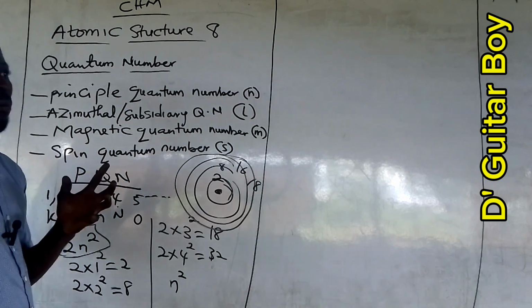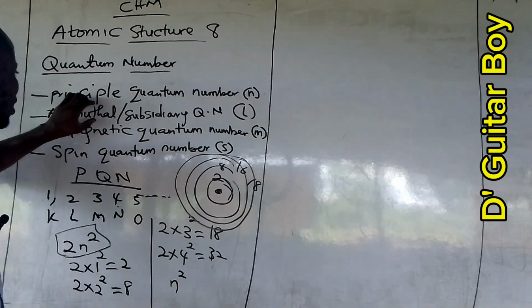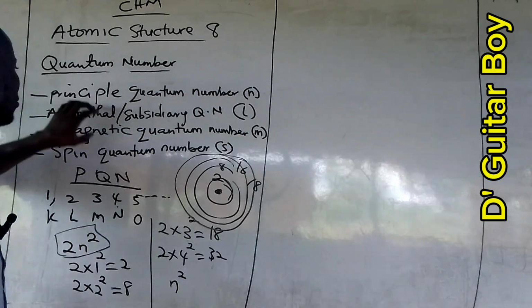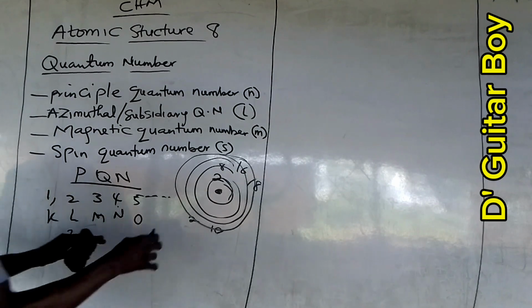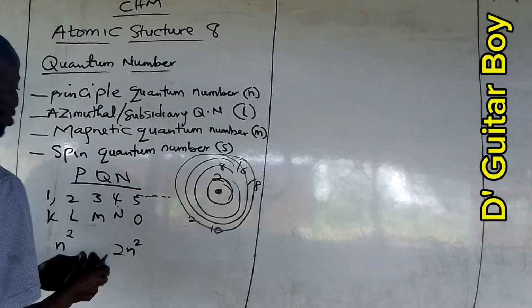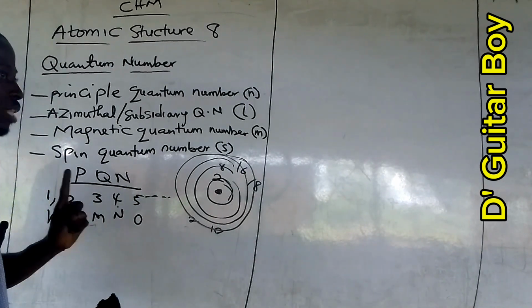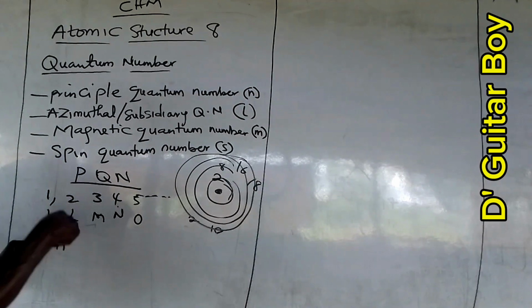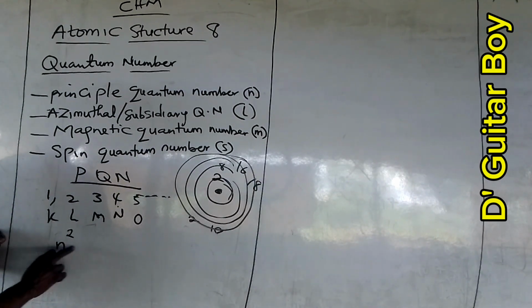Whatever we get here are the sub energy levels inside. To calculate the number of orbitals in each energy level, we use n raised to power 2. To calculate the number of electrons in each energy level, we just finished using 2n raised to power 2. But to calculate the number of orbitals, each orbital can only carry 2 electrons.